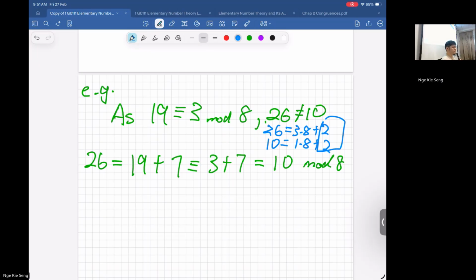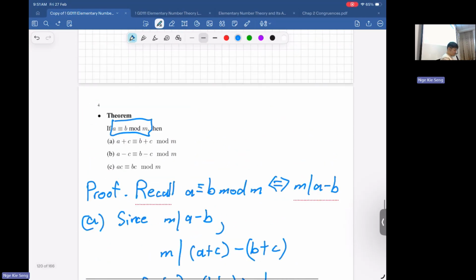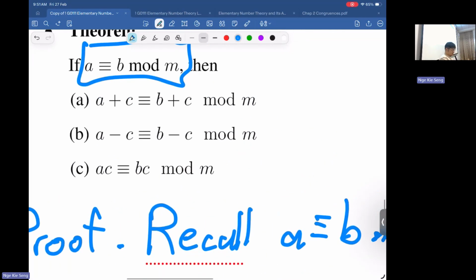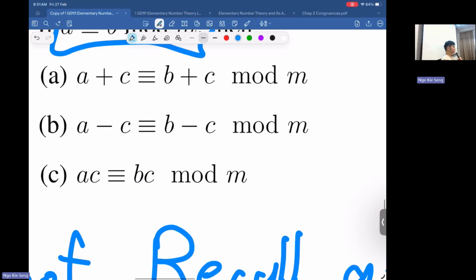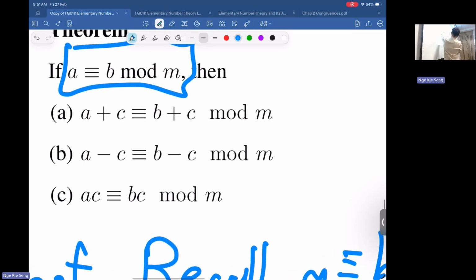So you can think of this new system as working exactly the same as the usual number system. You add the same number to both sides, you preserve the congruence. If you subtract a number from both sides, you preserve the congruence, and if you multiply by a number, you preserve the congruence.